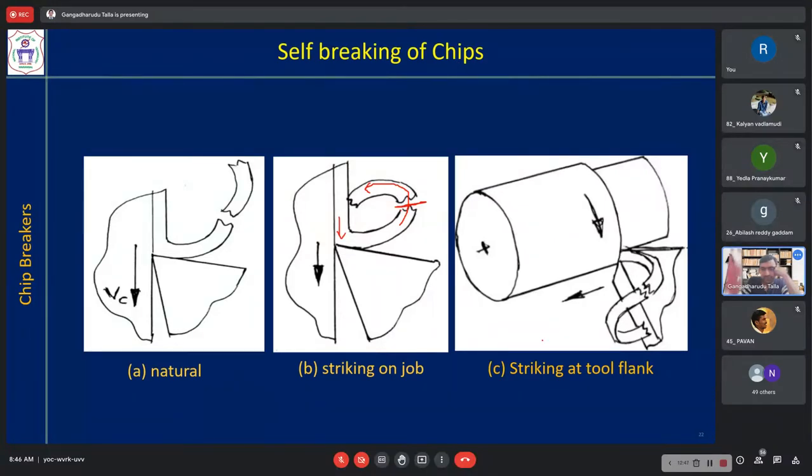Now the next is striking at the tool flank. Particularly in oblique cutting, the chip is coming out and curling in different directions. It is coming and hitting the flank surface. Whenever it hits the flank surface, it is forced against the flank surface and it will break. So these are the different ways of self breaking of chips.